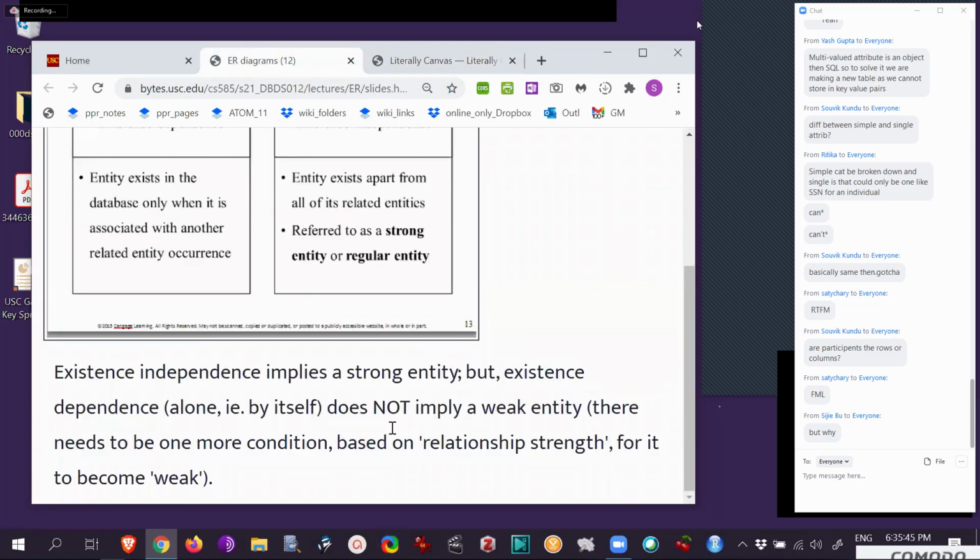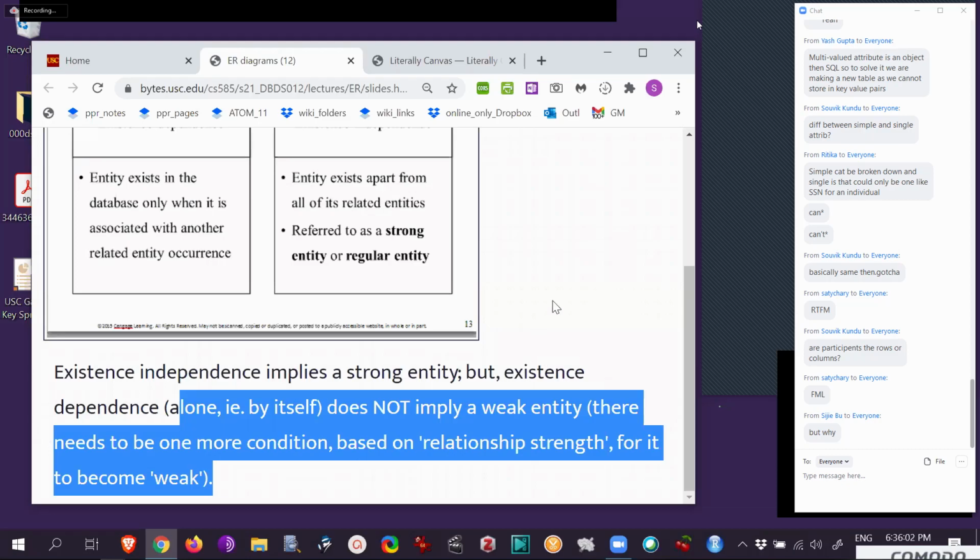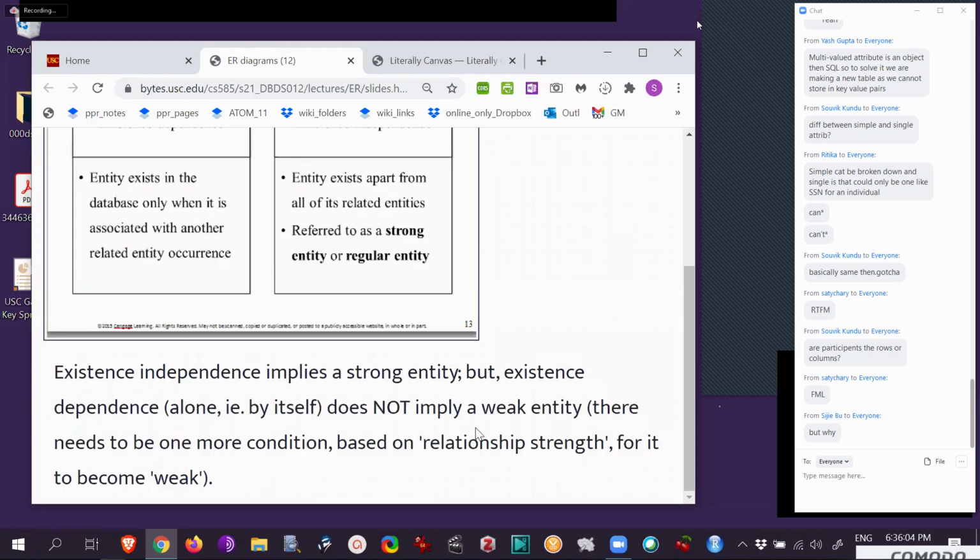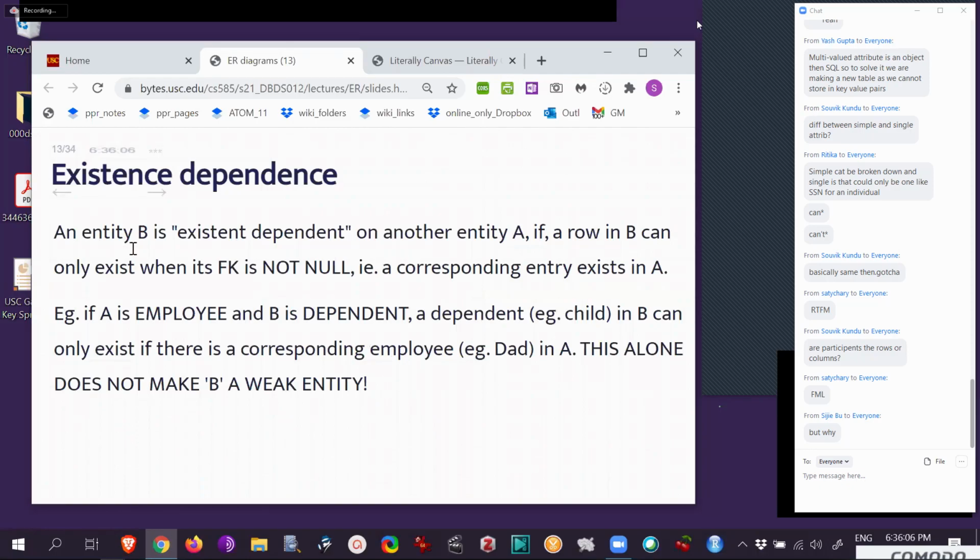There's one more idea we need to look for. It is called relationship strength, which I haven't fully told you about. So only when something is existence dependent, and also the relationship strength is weak, then the whole entity, we're going to call it weak. So let me give you a simple example, and then it'll all become very clear. It's an easier concept than I make it out to be. Okay, so first of all, going back to existence dependent, an entity B, like the dependents table, children table, spouse table, is existence dependent on another entity A, such as the employee table.